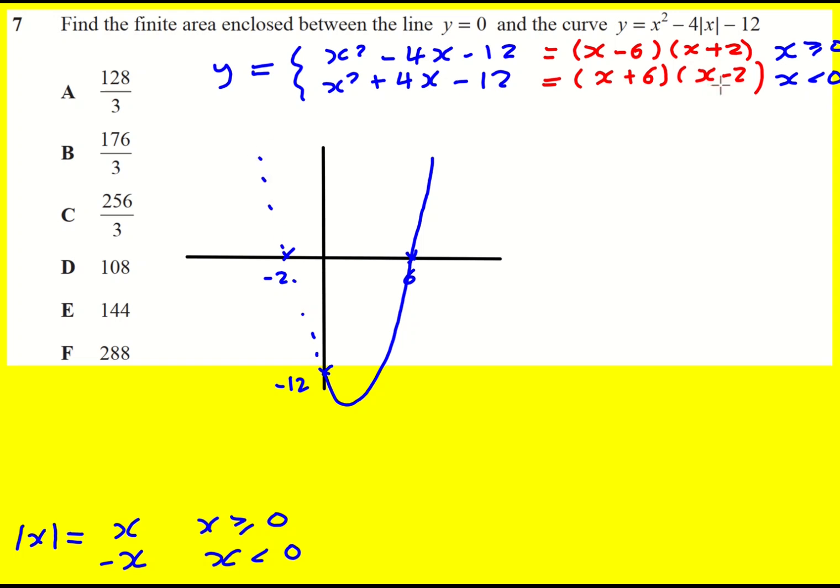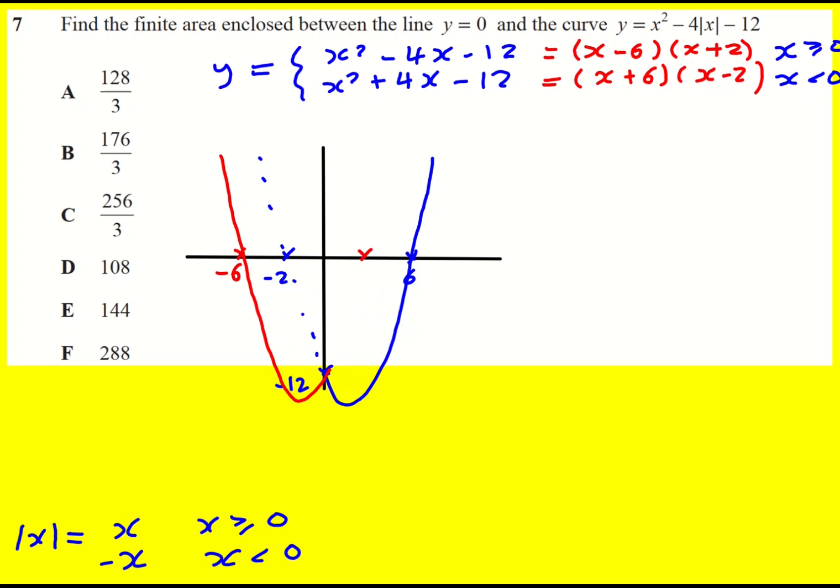And then the other one, when x is less than 0, is going to have a root at minus 6, and then one at 2. This function is going to look like that. We want to find the finite area enclosed, so all of this area here.